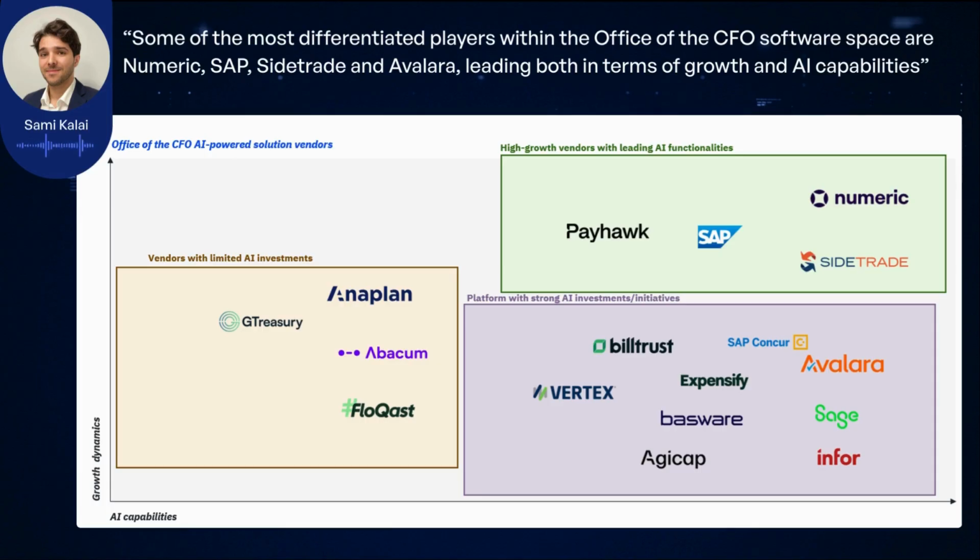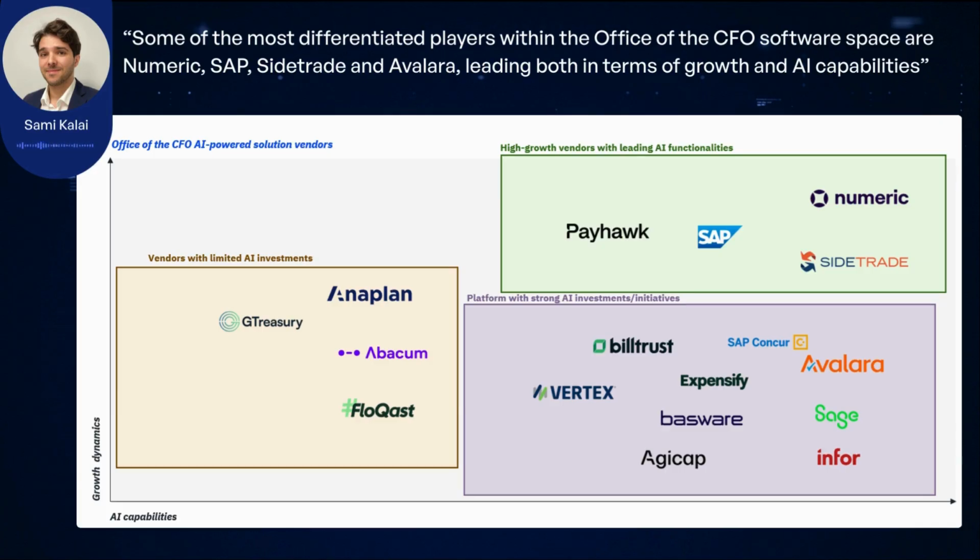And vendors with limited AI investments, surprisingly, are Anaplan, Abacum, Treasury, and Flowcast, given they have not yet invested in and actually applied AI use cases in their software. And we also have strong AI capabilities at Stage, Infor, and S&P Concur. However, we can see the growth dynamics are quite low compared to the top right players.